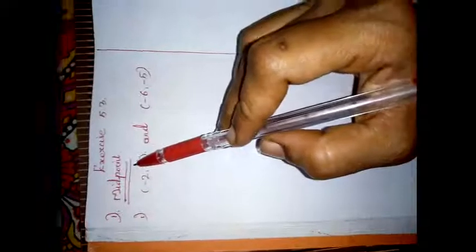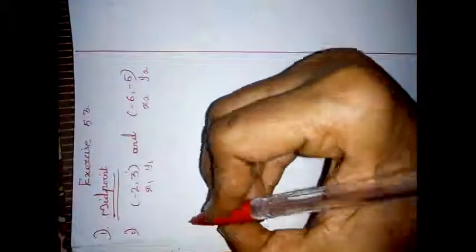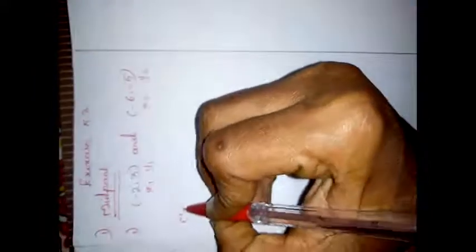Children, exercise 5.3, first sum, midpoint. Find the midpoint of the line segment joining the points (-2, 3) and (-6, -5). Take the first point as (x1, y1) and the second point as (x2, y2). Now, the midpoint formula.